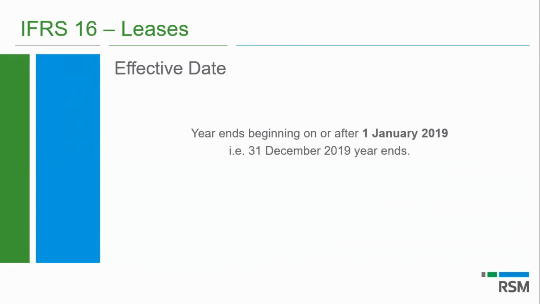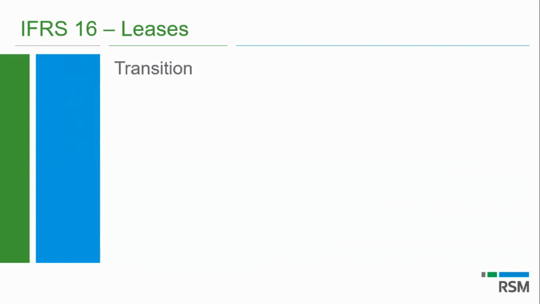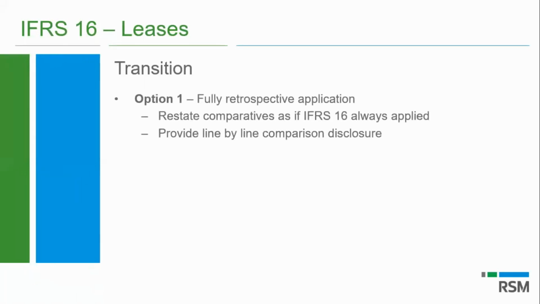What I'm going to go through now is the transitional provisions. There are two options. Both of them, I will add, are equal amounts of work. I think option 2 is what will be taken up the most, because I do believe that it is easier with regards to the disclosure of financial statements, which you'll see now. But I believe that the work to determine the impact of IFRS 16 is the same in either option. Option 1 is a fully retrospective application.